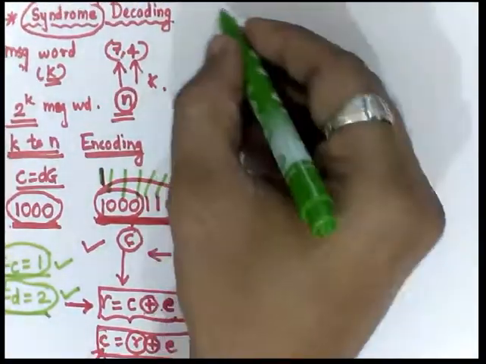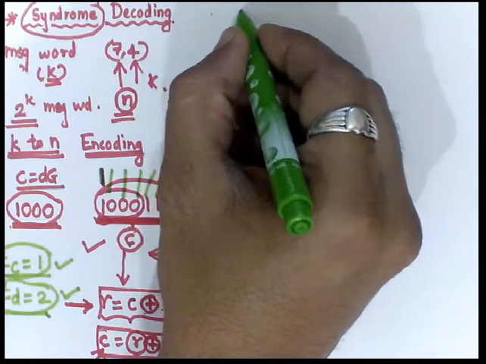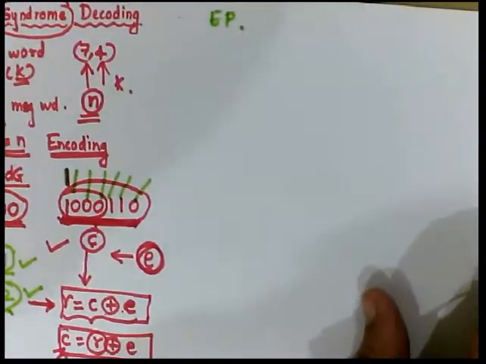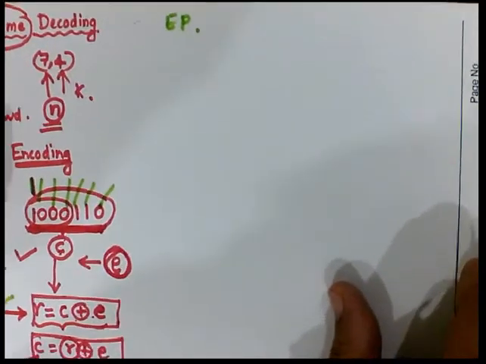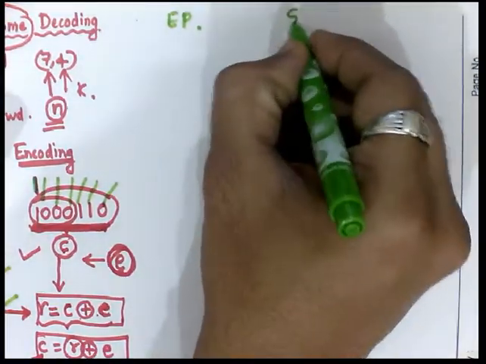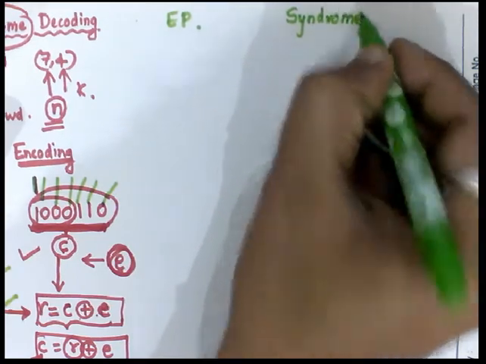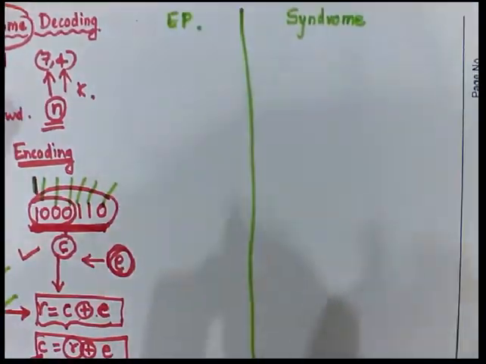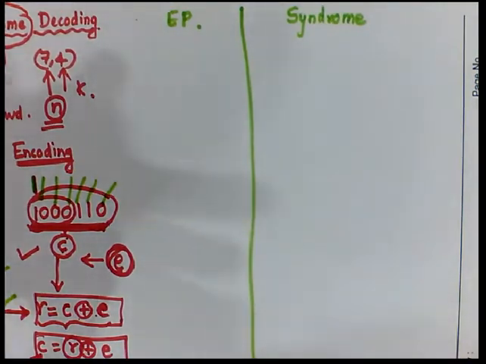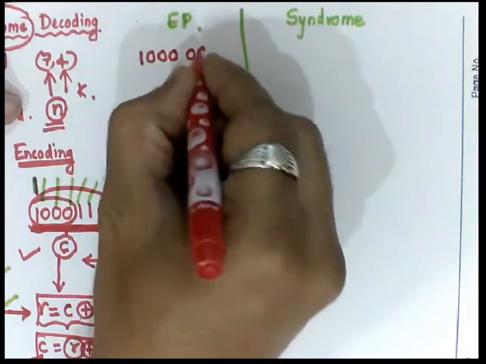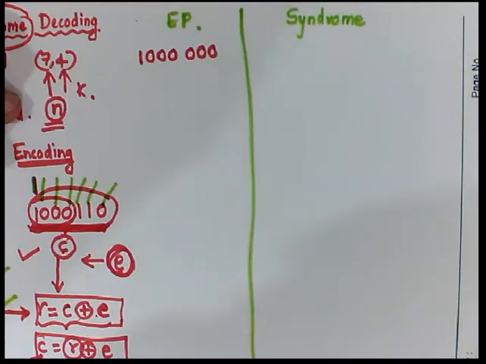So let me write here the error pattern, that is EP. I will mention it in short. EP is the error pattern and related syndrome. Syndrome is nothing but the symptom of error. So where can the symptom of error be? For the first location, the error pattern is 1 0 0 0 0 0 0.